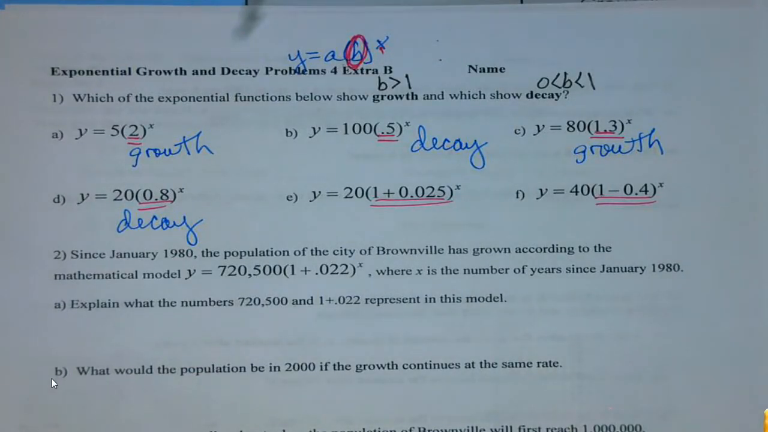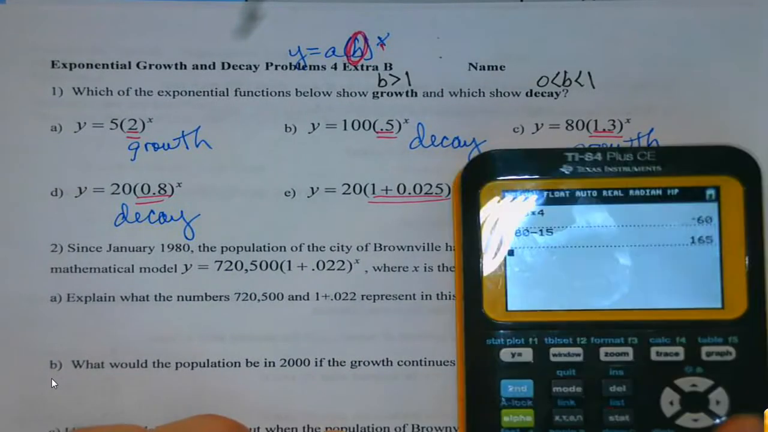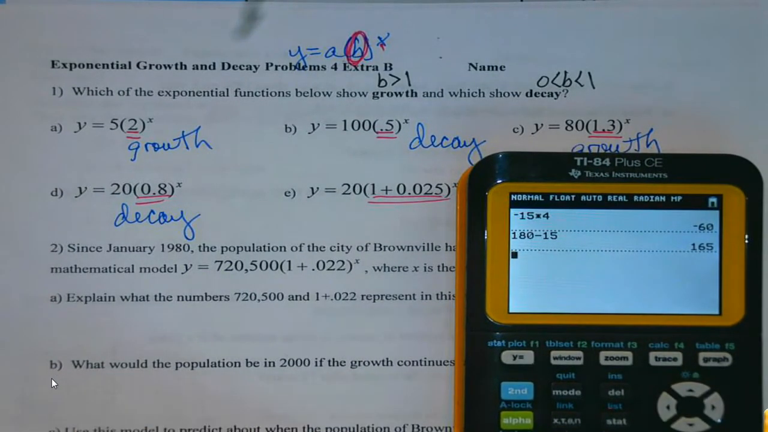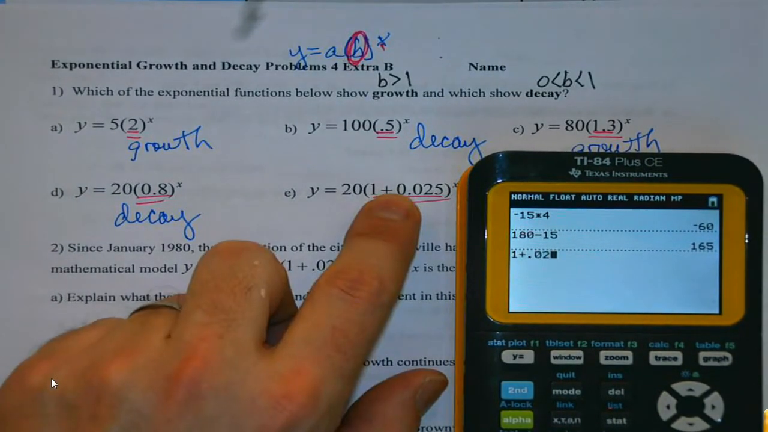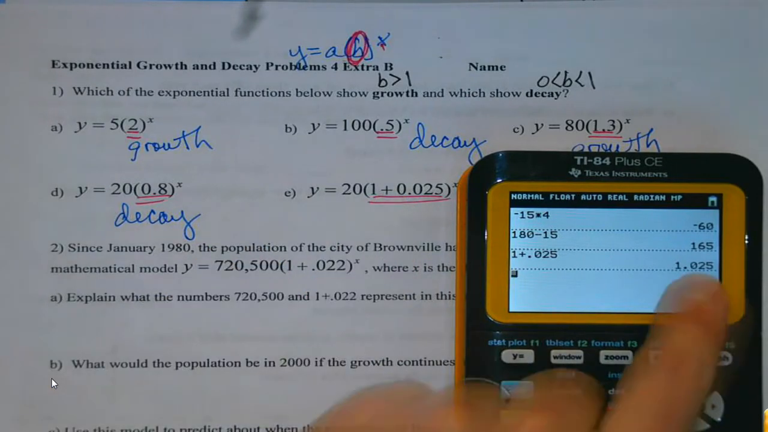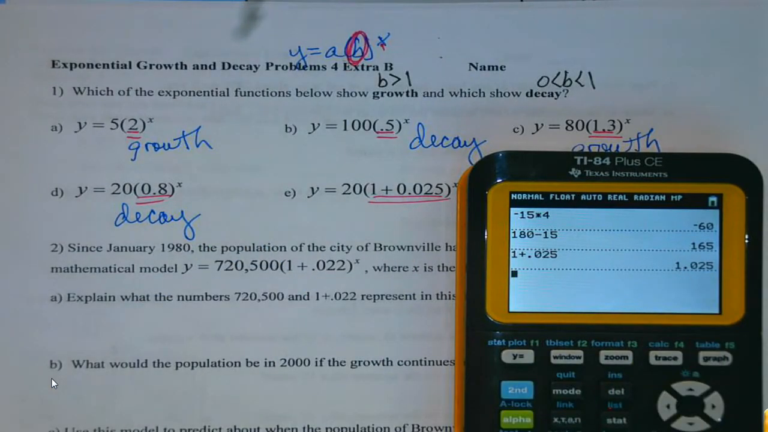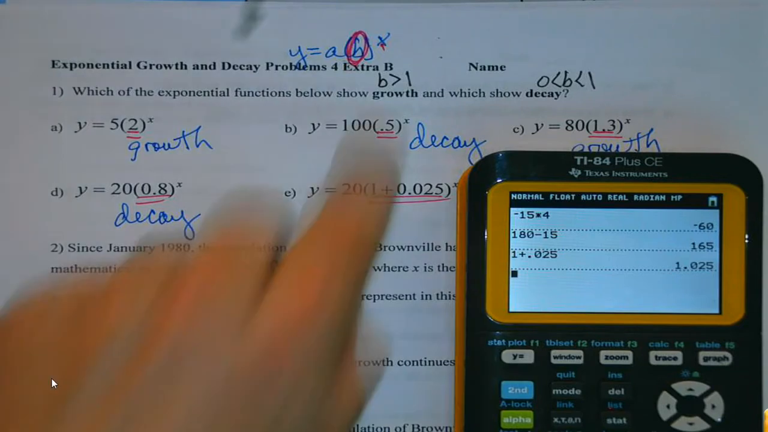And I'm not even trying to fool you on E and F. Okay, E and F. The one thing I might say you might want to do on a calculator, possibly, is just kind of look and say, okay, that's the actual value I'm looking at, 1.025. Not much greater than 1, but it's still greater.